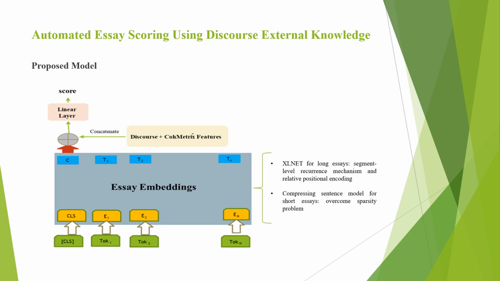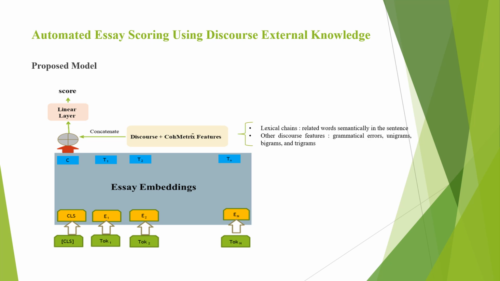Given a long essay, we generate the semantic embedding using XLNet. XLNet uses a recurrence mechanism and relative positional encoding, and this allows it to process longer sequences effectively. For short essays, we use a compressing sentence model that overcomes the sparsity issue. This compressing sentence model uses a PCA module on top of the transformer-based embedding.